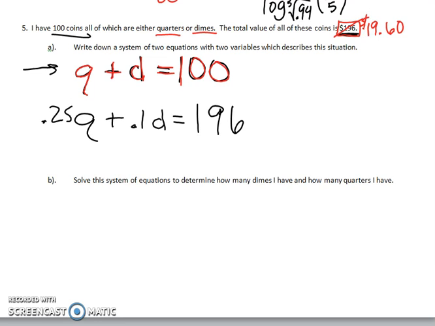So we do not have our 0.25. Quarters are worth 25 cents. How many quarters I have, plus my dimes that are worth 10 cents. Okay, that part's all right. But then on this here, I need to have this as equals $19.60. Now that is correct. Okay, so everything else was fine.